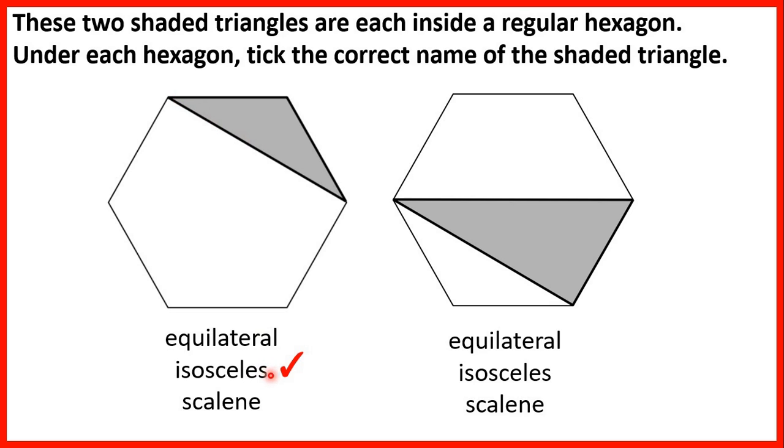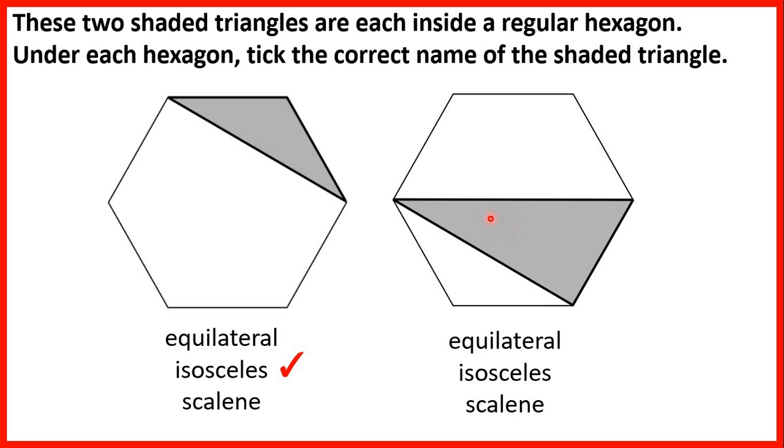Also, with isosceles triangles, as well as 2 sides being the same length, we also have 2 angles that are the same size. So this angle here and this angle here will be the same. The angle that's different will always be opposite the side that's different.